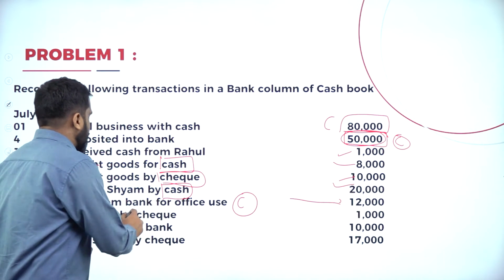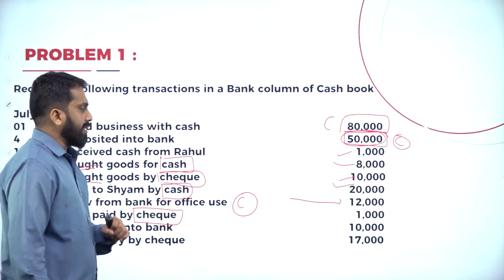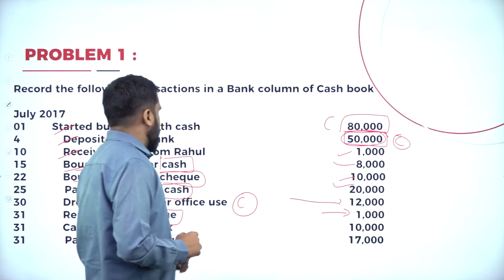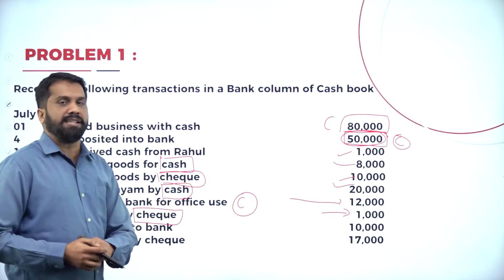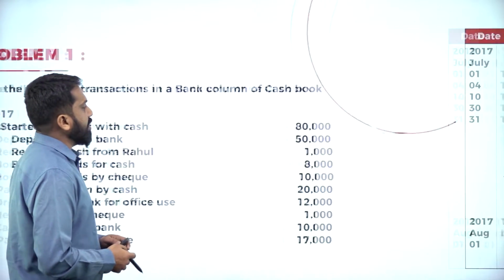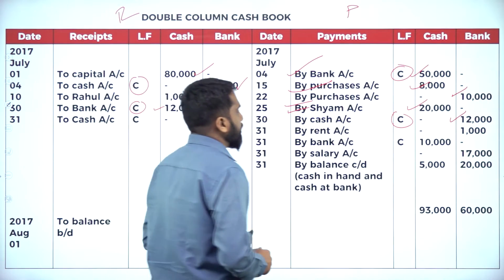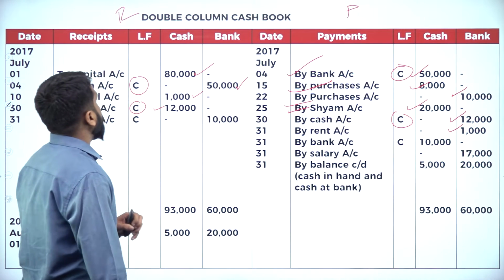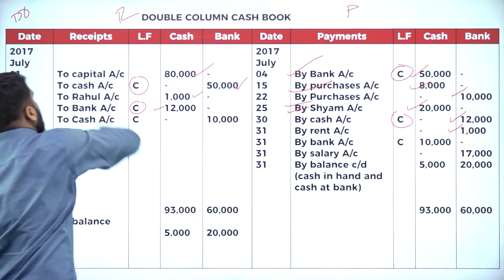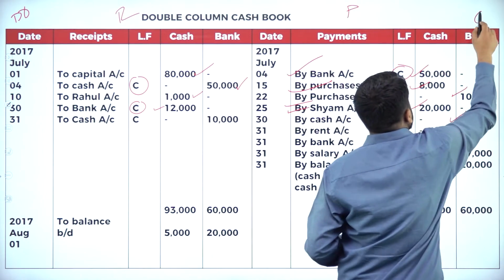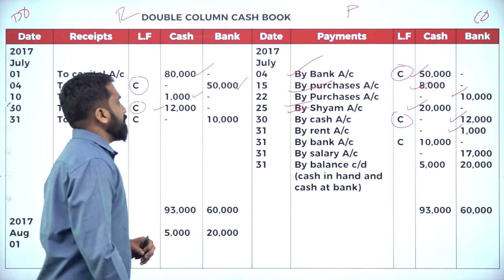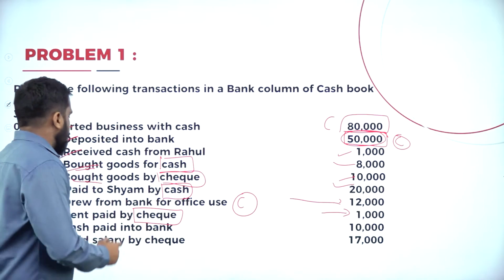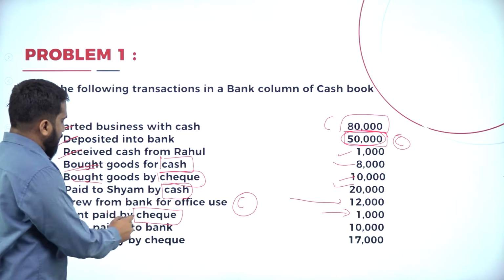Then, rent paid by check. Check means what? Bank. Now, it is 1,000. Rent paid by check, it is 1,000. So, rent, check means we should write it under the bank column. Remember, whatever you write on this side we call debit and this side we call credit. Now, this is done. I'll go to the next one. Draw from bank is over. Rent paid is over.